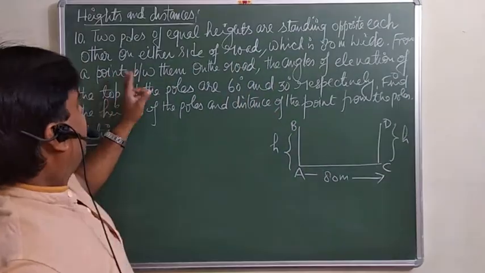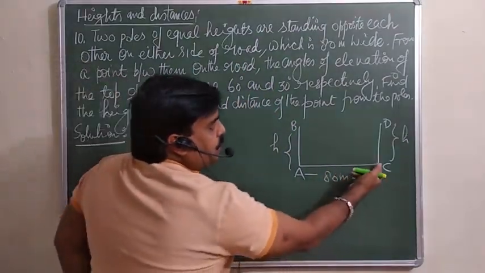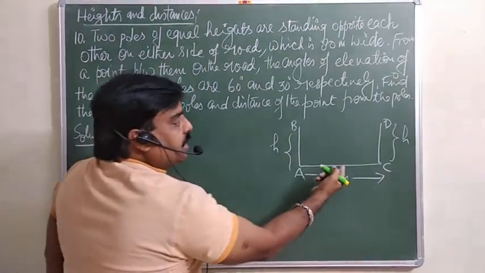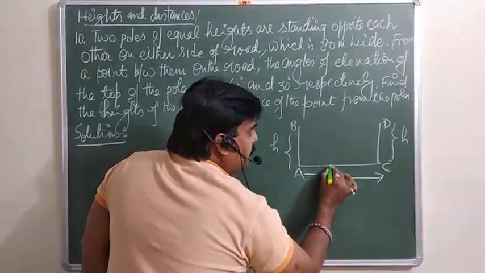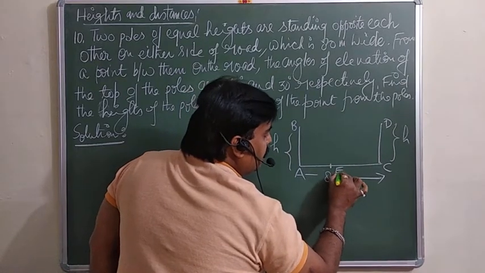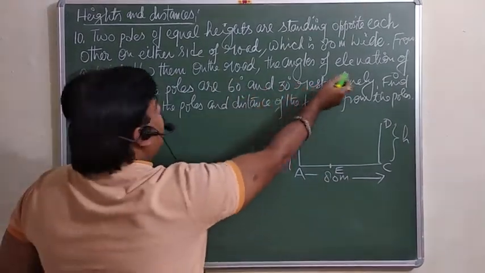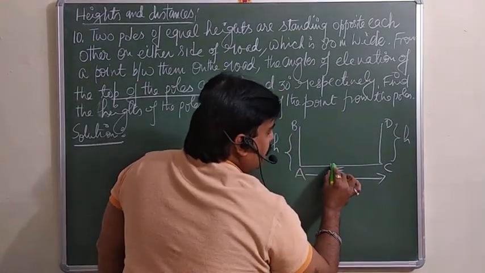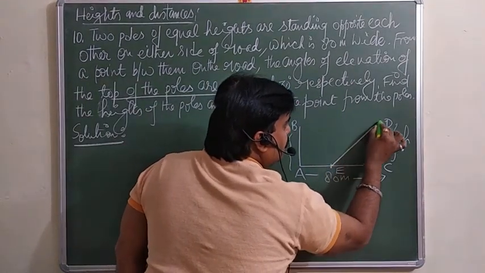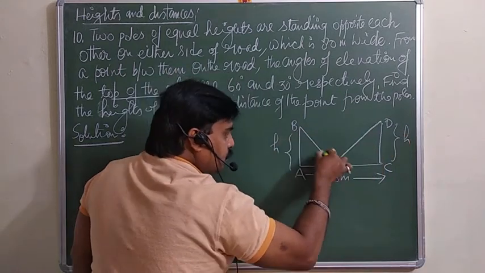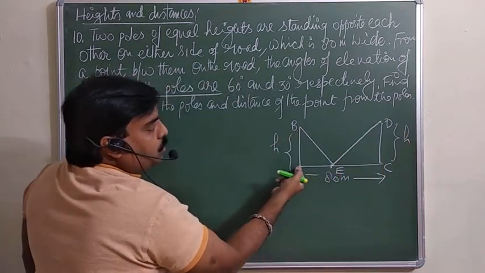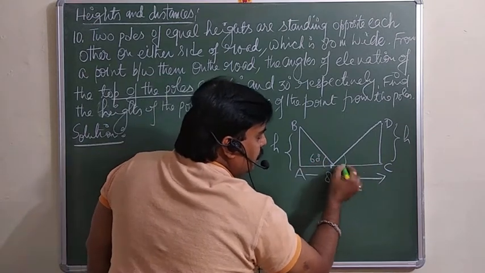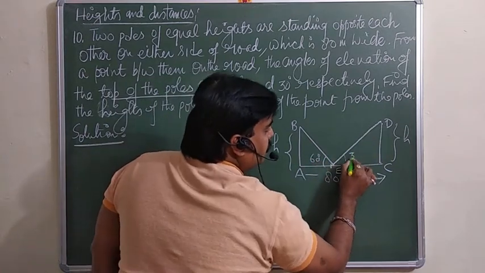Then he's saying a point between them, there is a point between AC. It doesn't mean that it will be in the middle. It may be anywhere. Let's suppose at the point E. At the point E, the angles of elevation of the top of the poles are 60 and 30. So definitely the point which is closer to this pole will have the greater angle. The point which is away from the pole will have the smaller angle.